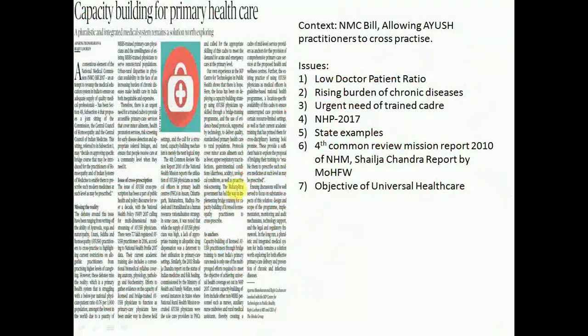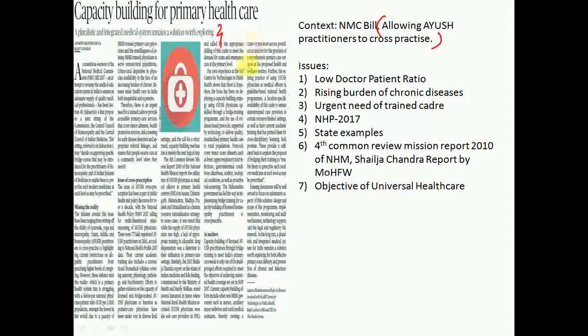Now coming to the next article, capacity building for primary health care. The opinion is that a pluralistic and integrated medical system remains a solution worth exploring. The context, as obvious, is the recent National Medical Commission bill, which has been mooted to replace the Medical Council of India. Now, the issue that this editorial is largely focusing on is about allowing the Ayush practitioners to cross-practice allopathy. So that is the issue. Several articles have been discussed on this issue previously also, but some new points have been mentioned here. So we shall be focusing on that.